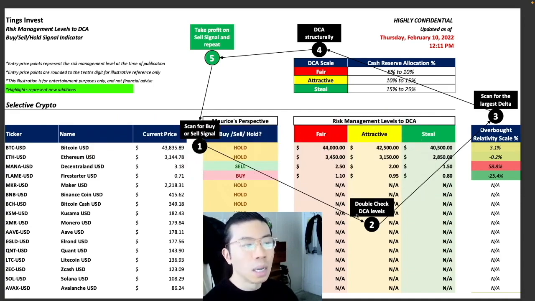You double check the DCA levels that I identify here for fair, attractive, and steal. It's a double sanity check that you want to see for yourself, right? Where are we at right now? Are we in the steal level, right? And then to be extra cautious, right?